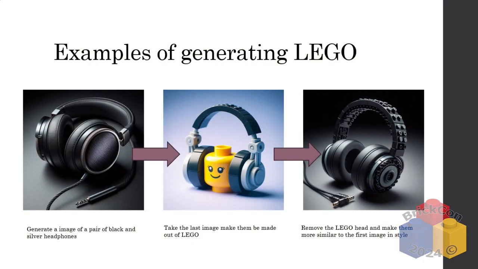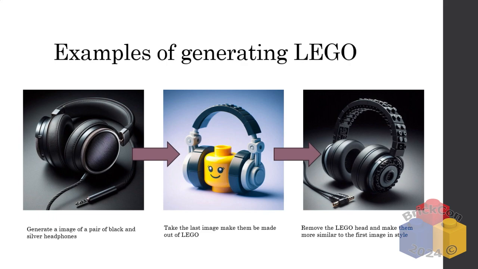So this is an example of 3 questions that I asked in sequence to Copilot to generate a Lego image. The first one I asked is generate an image of a pair of black and silver headphones. Again, I didn't go into too much detail, but it did the job. It generated an image of black and silver headphones. I could then use this as a foundation and say, great, I now want to build something. I can base it off this image that I have. But let's say I want to take it a step further and I want to make it out of Lego.